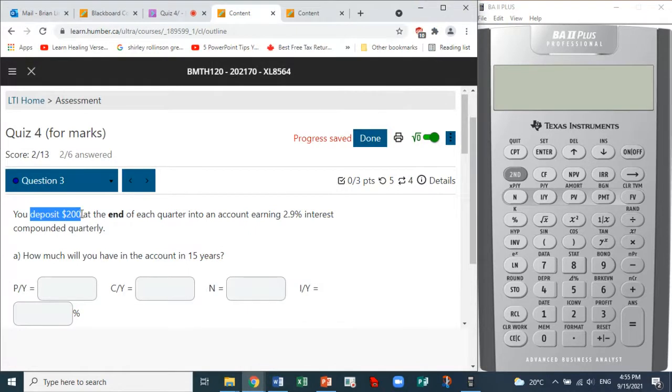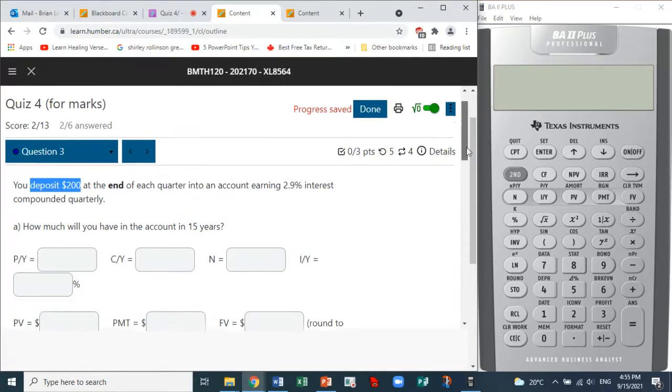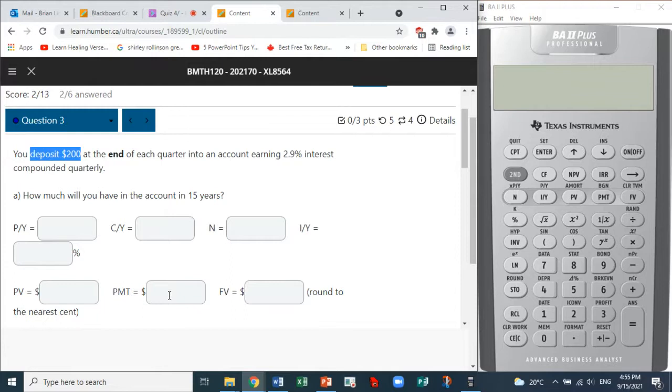The deposit is $200, so that is a payment. All right, so payment $200. So we put it in negative because it is leaving our possession. All right, at the end of each quarter, so that is for the PY, which would be 4. Quarter means that would be 4. Okay, earning interest at 2.9%, so that is the interest rate, 2.9, and it's compounded quarterly. So compounded means CY is equal to 4. All right, so what do we have to do?